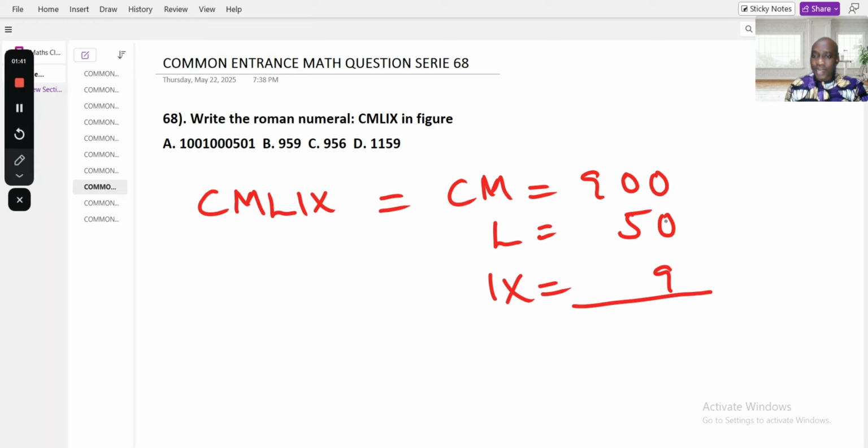Let's add it together. 0 plus 0 plus 9, 9. 0 plus 5, 5, 9. Therefore, our final answer in figure is 959. Do you have 959 there? Yes, number B. Our answer is B. Let's move to the next question.